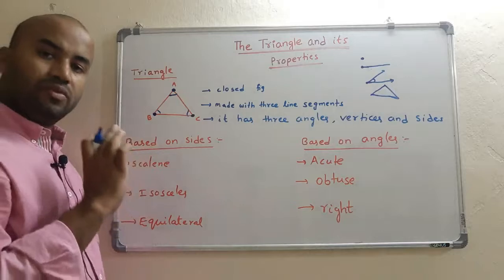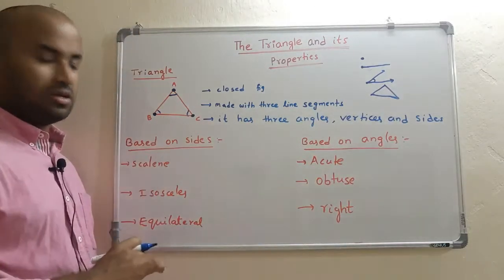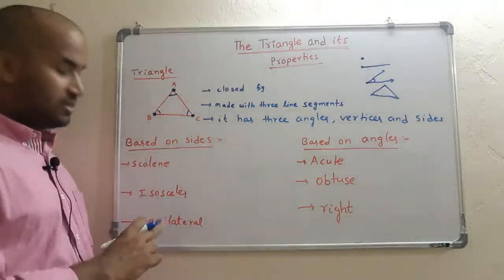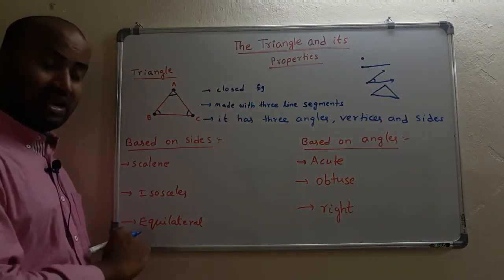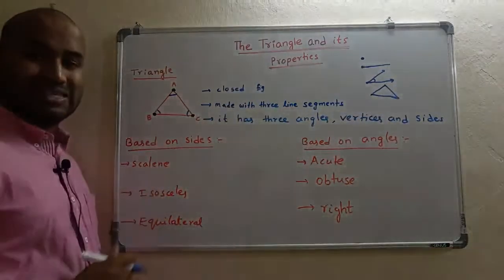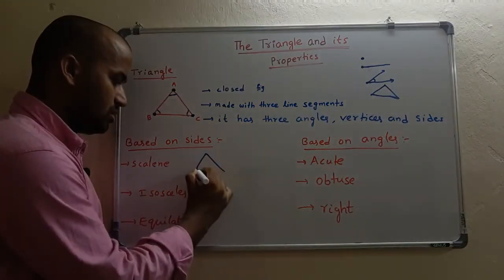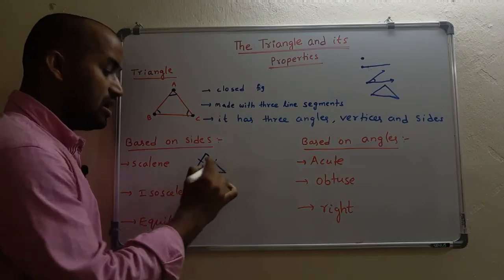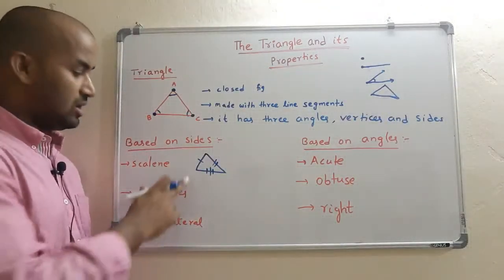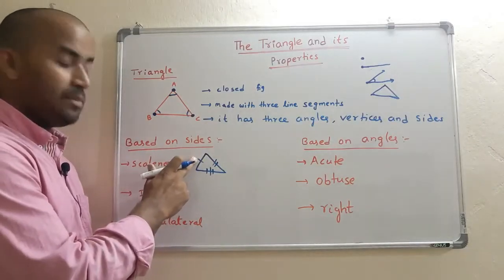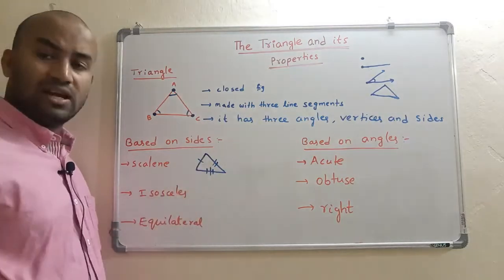Then based on sides and angles, we will divide triangles into different types. Based on sides, we will divide into three types. One is the scalene triangle, isosceles triangle, equilateral triangle. Now you have to know what is meant by scalene triangle. Scalene triangle means in a triangle all three sides are not equal. See here, this side I am representing with one line, this side with two lines, this side with three lines, means all sides are not equal.